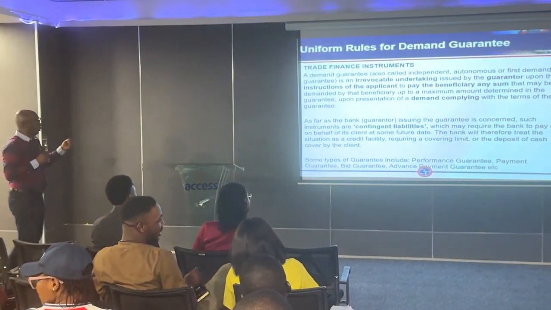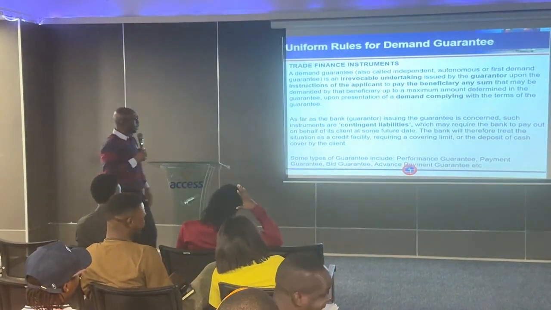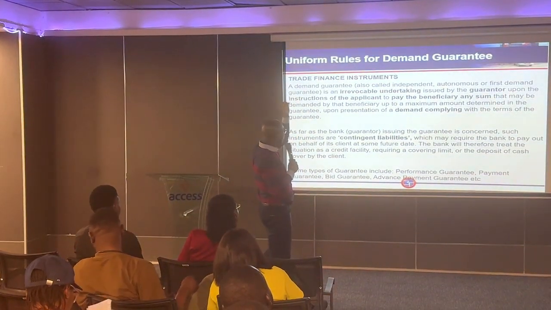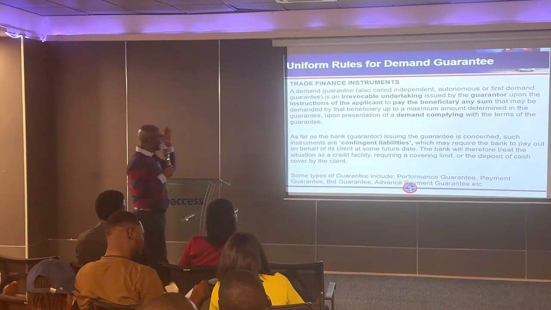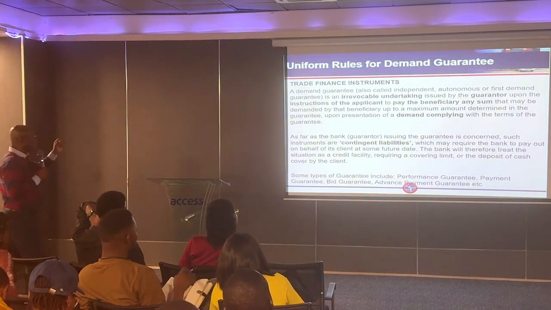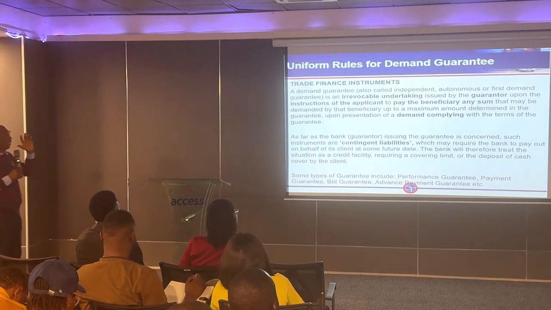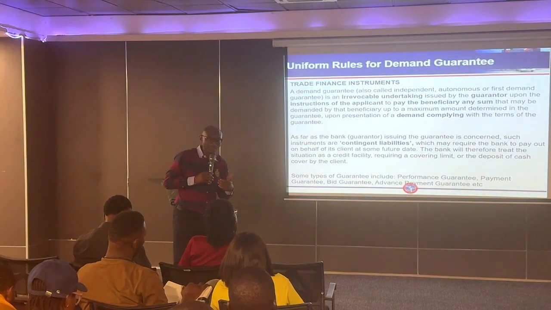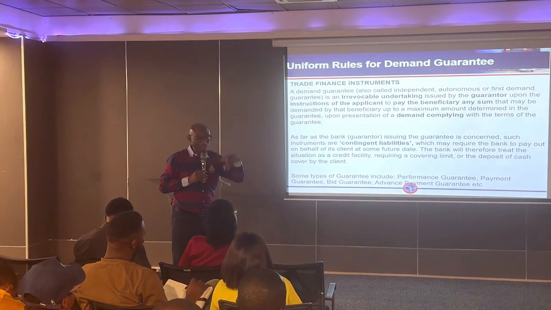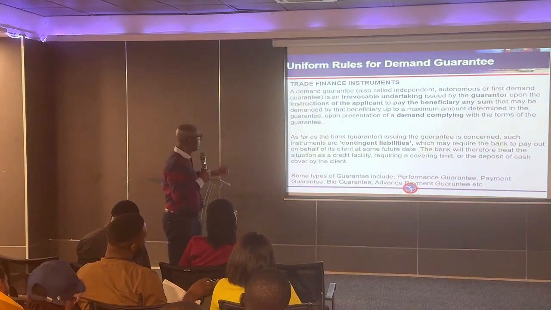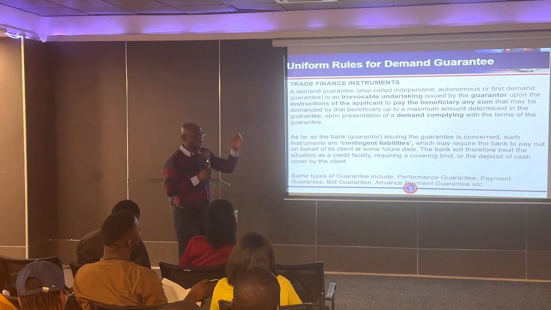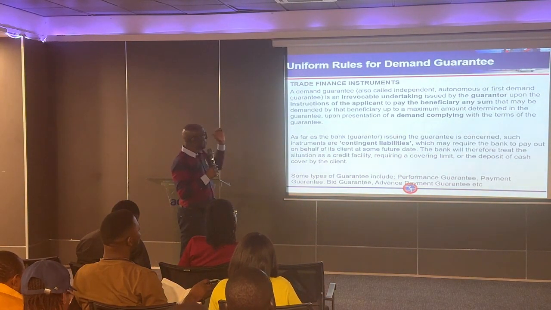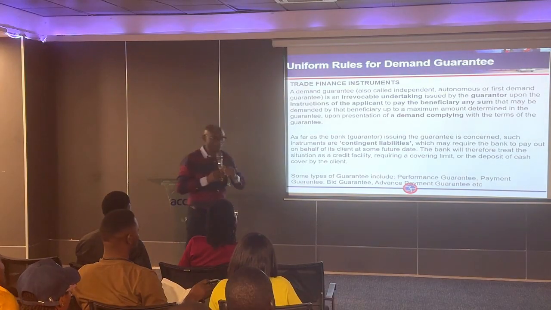Issued by the guarantor upon the instruction of the applicant to pay the beneficiary any sum that may be demanded by the beneficiary up to a maximum amount determined in the guarantee upon presentation of a demand complying with the term of the guarantee. Look at that definition. Number one is irrevocable. You know what irrevocable means now, right? That means all the parties involved, nobody can stop it unless everybody agrees. Undertaking issued by who? A guarantor. Upon the instruction of who? The applicant. To pay who? The beneficiary.